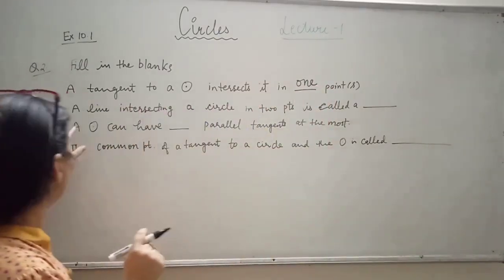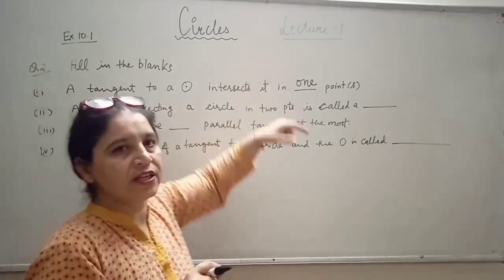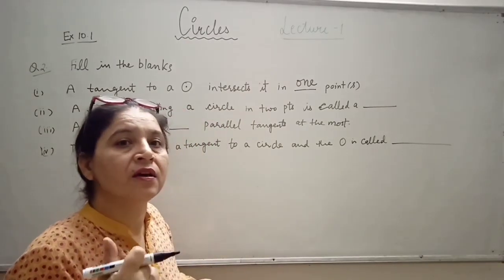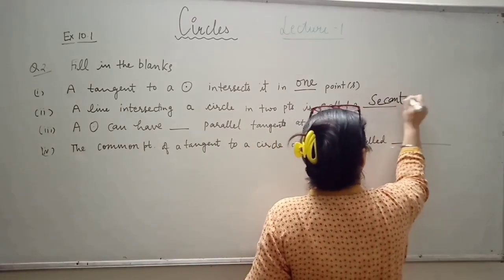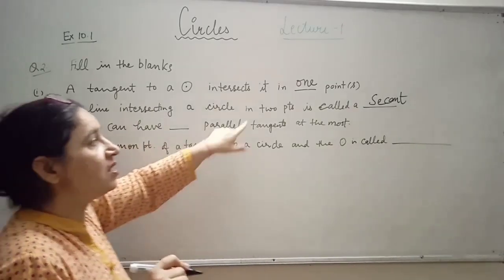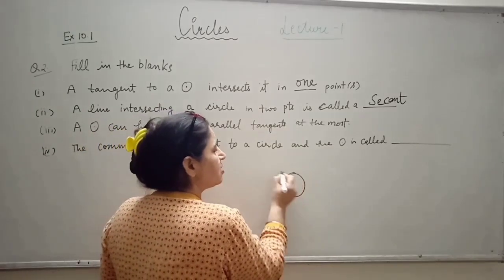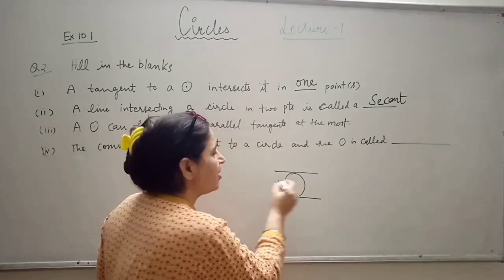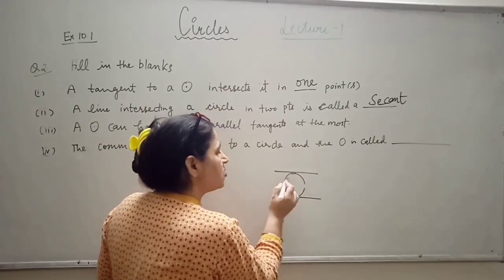Very good. Now a line intersecting a circle in 2 points. अगर 2 points पर intersect करता है तो क्या कहते थे उसको? याद करो. Yes, recall it. Very good. That is secant. Now a circle can have dash parallel tangents at the most. कितने tangents at the most parallel हो सकते हैं? 2. क्योंकि अगर आपने बीच में किया, यहाँ पर किया, तो ये क्या बन जाएगा? secant. तो आपके एंड पॉइंट्स पर ही तो बने.